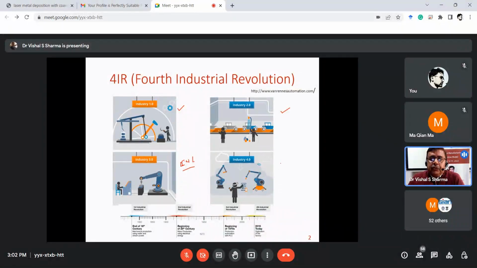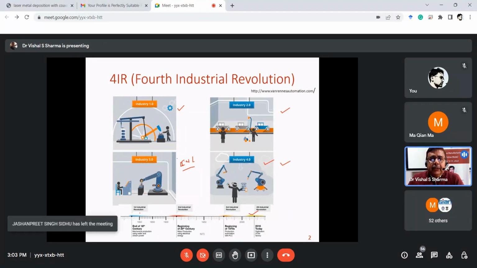And when we come to Industry 4.0, we are talking about connectivity among the devices and the equipment. So connectivity is the main key aspect in Industry 4.0. Down here we have a timeline, and we can see in this timeline that from 2016 onwards we are in the domain of Industry 4.0.